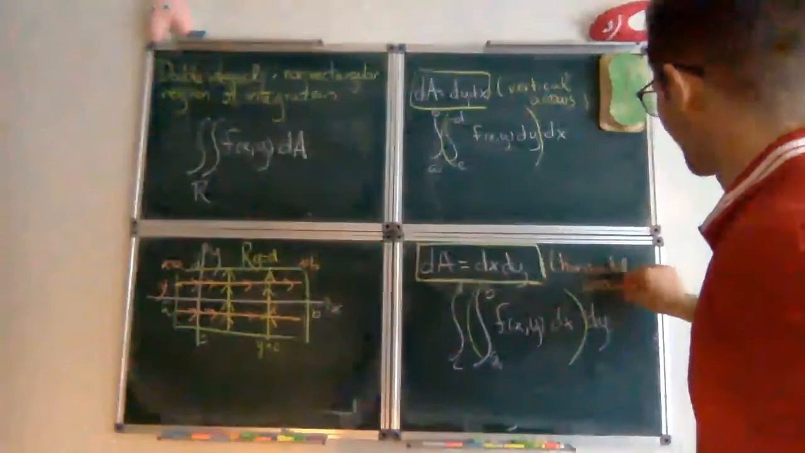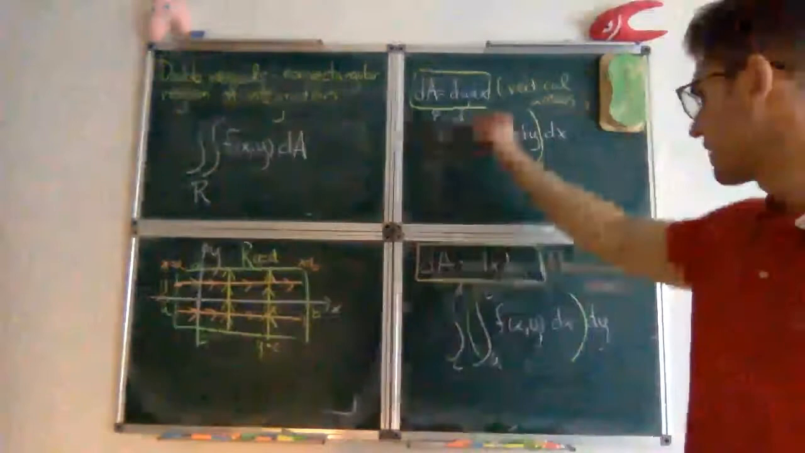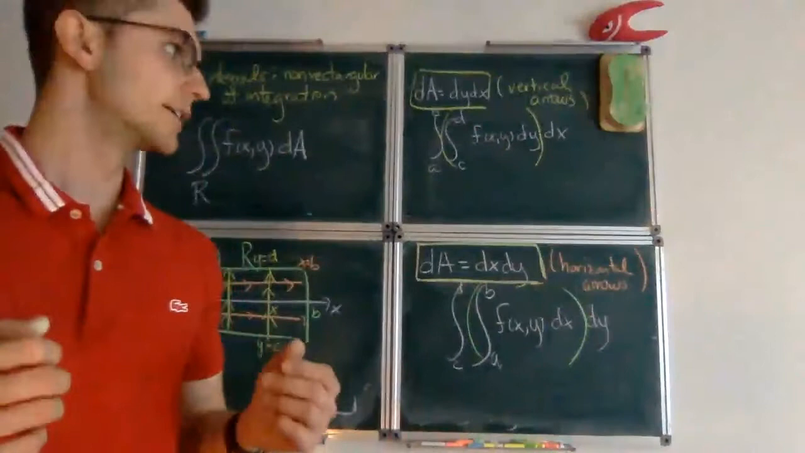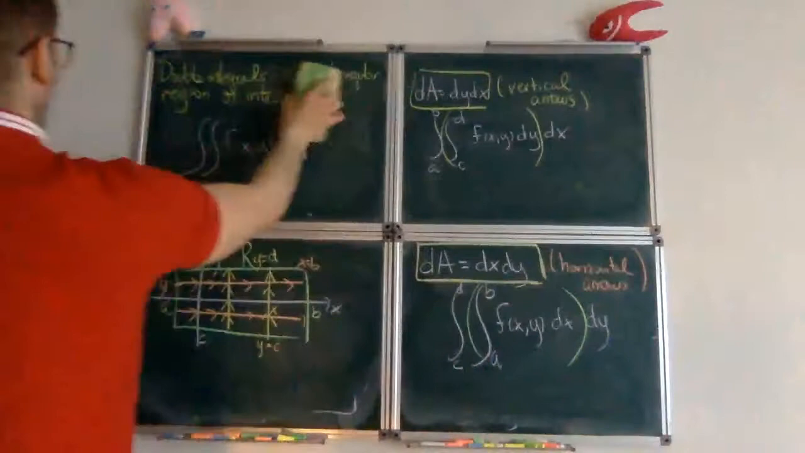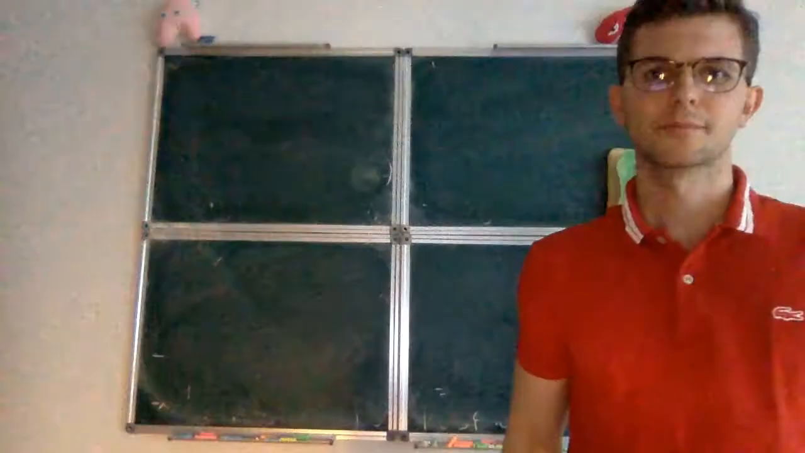And now what we want to do is apply this concept of the arrows to understand regions which are not necessarily rectangular. So let me do a concrete example so that you see what I'm trying to say.